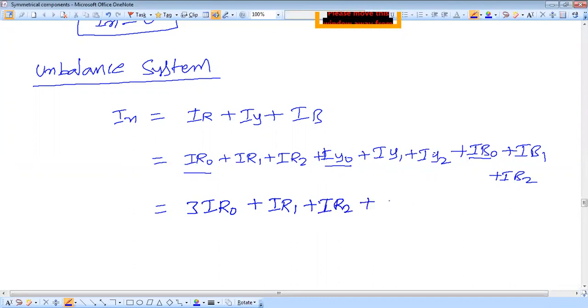Just now we derived: what is IY1 in terms of IR1? That is K square times IR1. What is IY2 in terms of IR2? That is K times IR2. What is IB1 in terms of IR1? That is K times IR1. What is IB2 in terms of IR2? That is K square times IR2. Now write the remaining terms as they are.